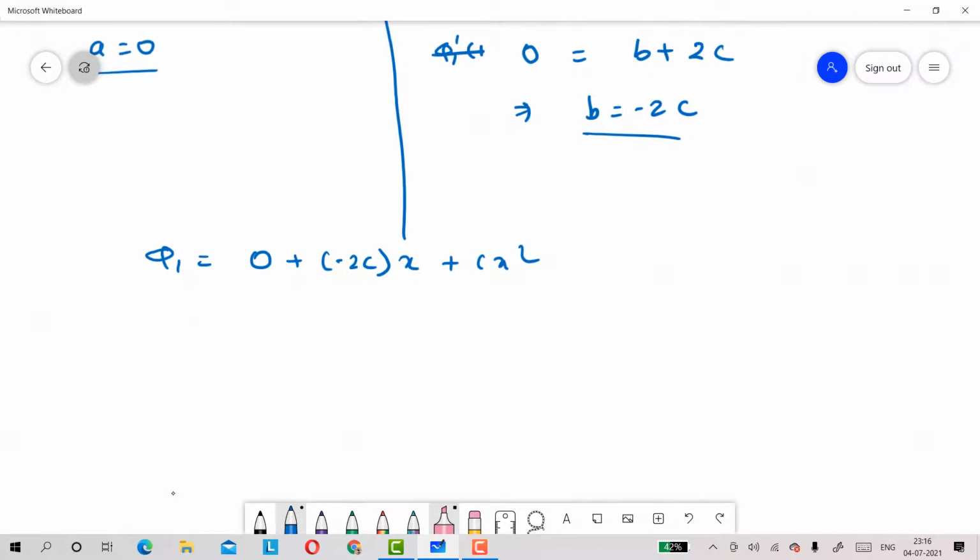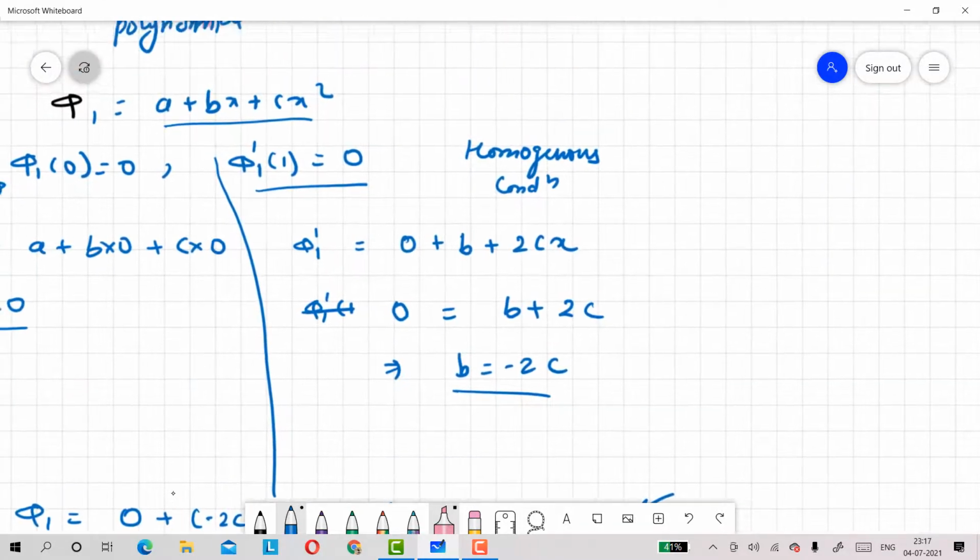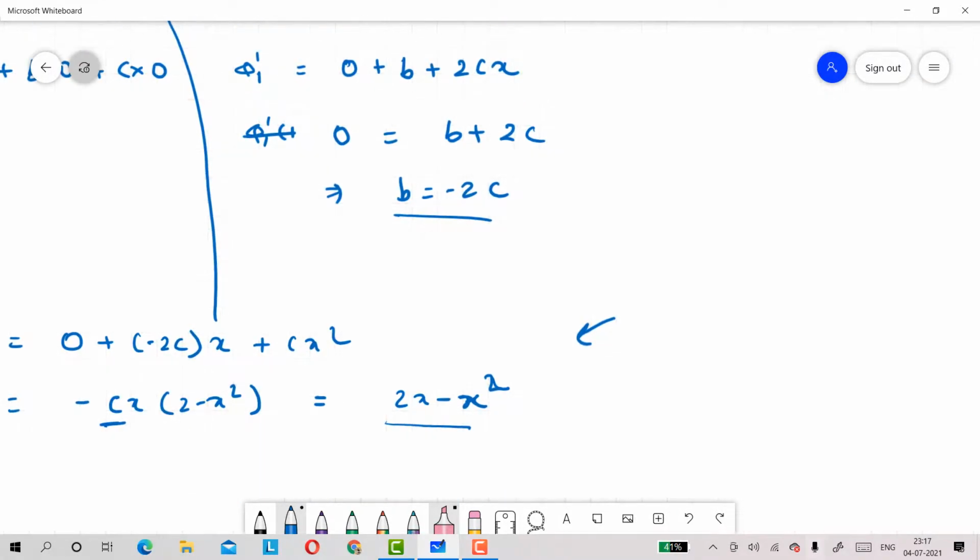So we will get this equation: minus cx(2 minus x square). c is an arbitrary constant. Let's just take 2x minus x square. What we did, we have just removed the c value, nothing else. It is just an approximation. So when we put our boundary condition in it, we can ignore this c. So we got an idea that our function will look like this. We can check by putting these values. Then our function is 2x minus x square.